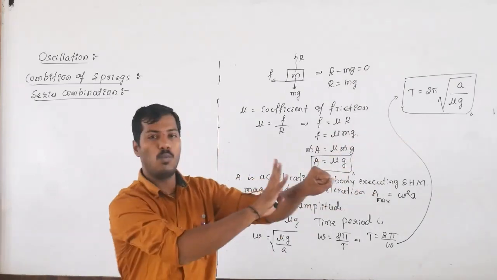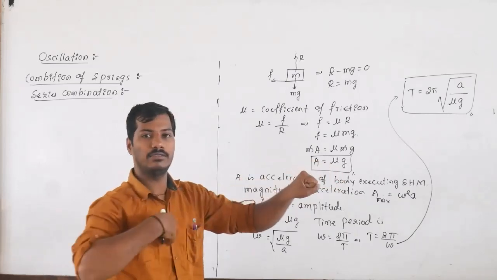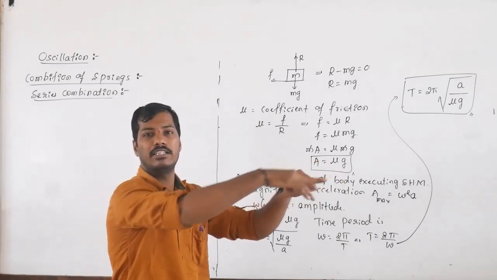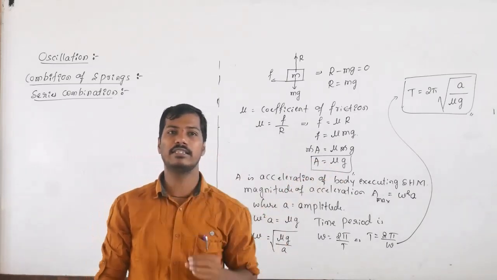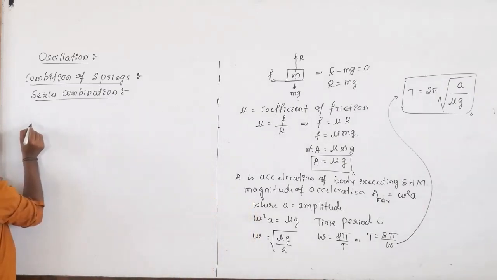It means one end is connected. So it means both springs are in series combination. One end is just connected like this.